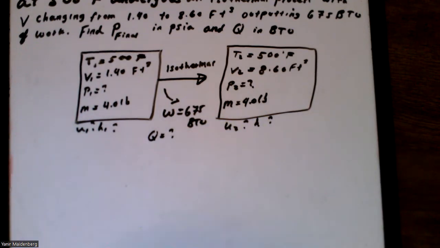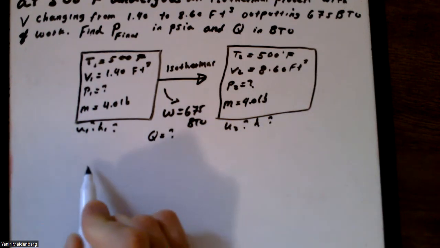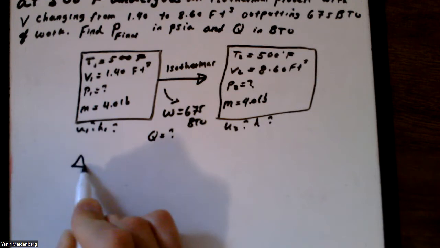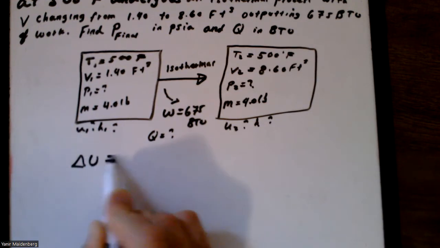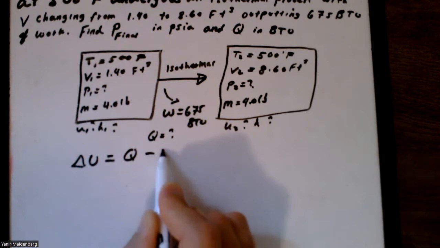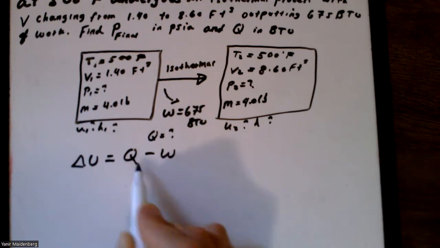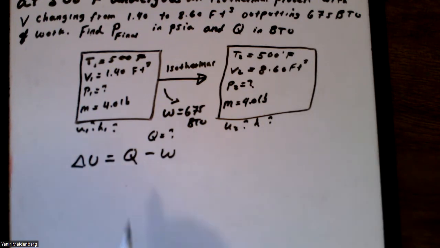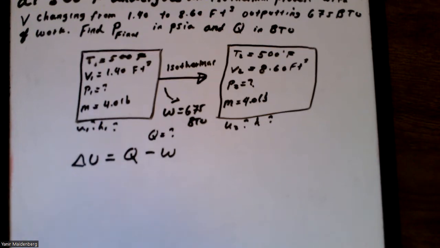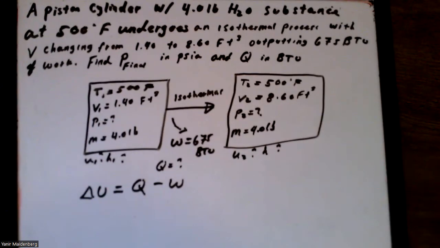Okay, so obviously what I need to do at the end of the day, and I don't have all the information right now, is to do this. This will directly give me my Q. Well, I know W, that's nice, but I don't know delta U, so I'm going to have to figure that out. Since this is a water substance, it's not an ideal gas or anything like that. I can't use any equation of state. I have to use the tables.